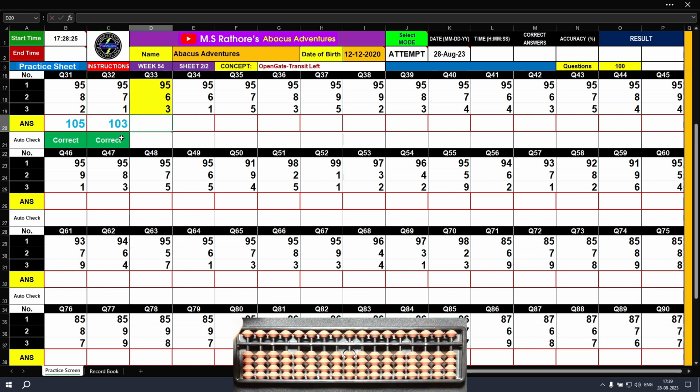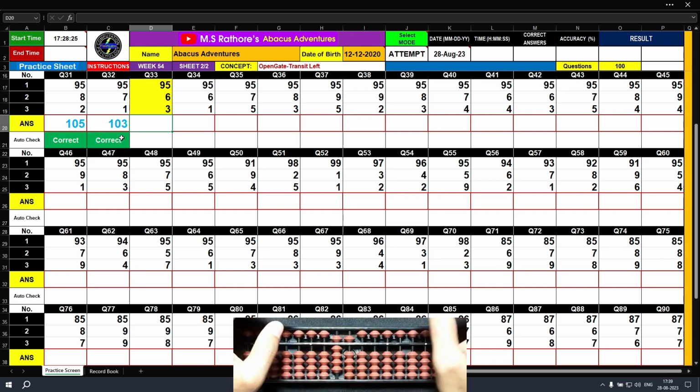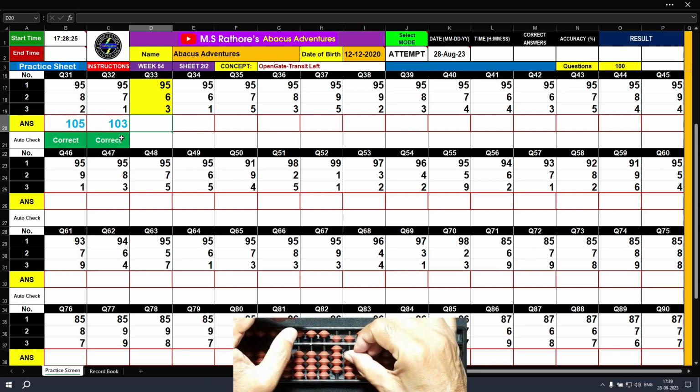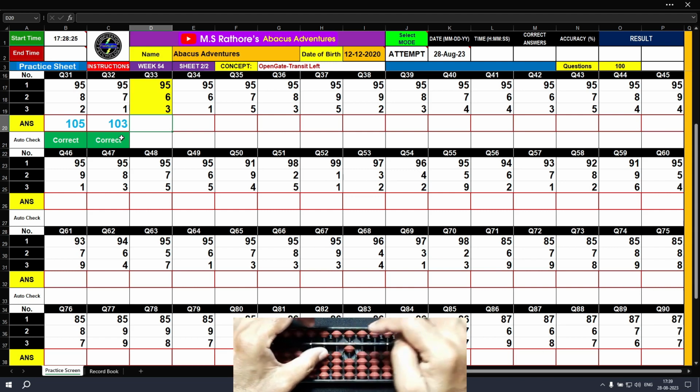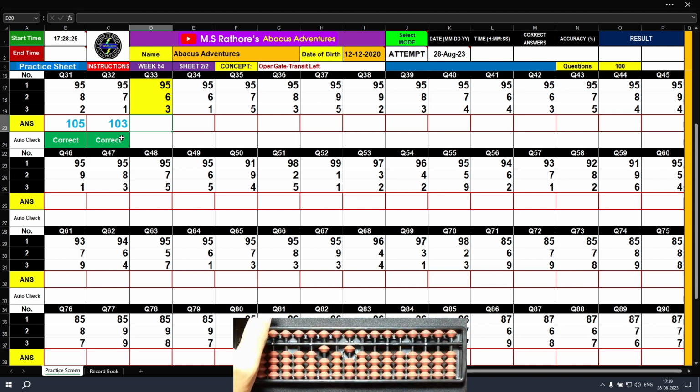Question number 33. Plus 90, plus 5, it's 95. Plus 6 equals plus 1, minus 5, open the gate, plus 10, the answer is 101. Plus 3, the answer is 104.